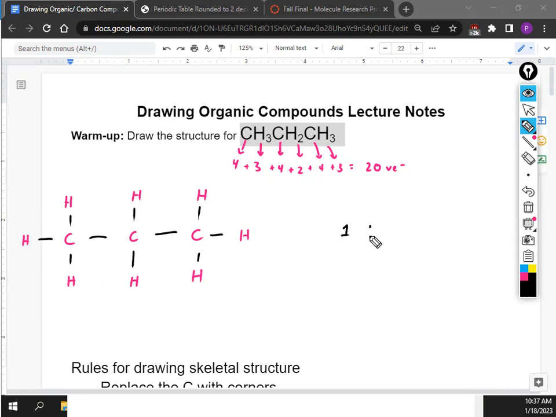If you guys remember, one line equals 2 electrons. So if we count up the lines, we have 10 lines. So we've used all 20 electrons. This is what your molecule looks like. And that's pretty much it. That's the review from last time.